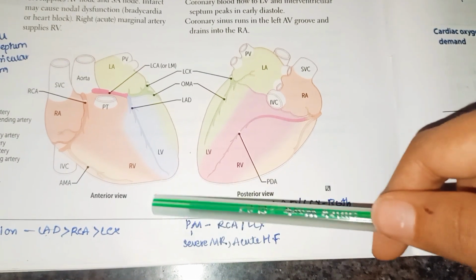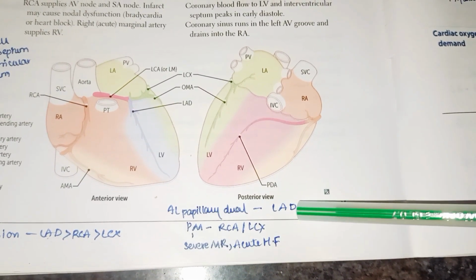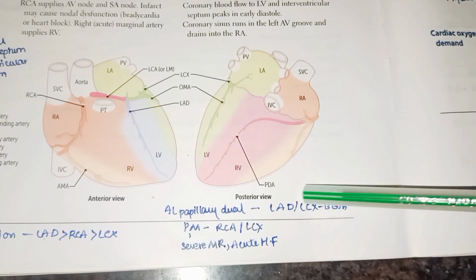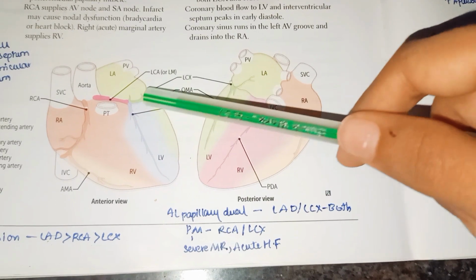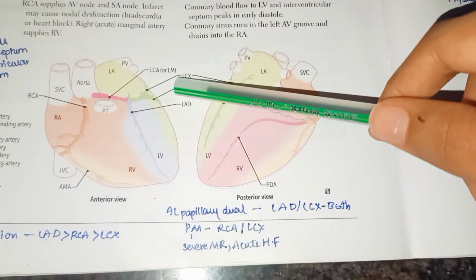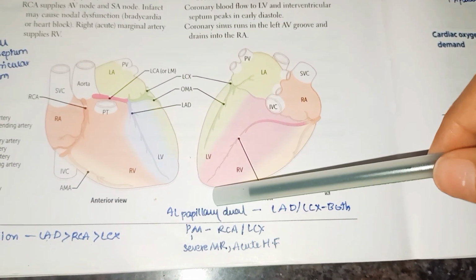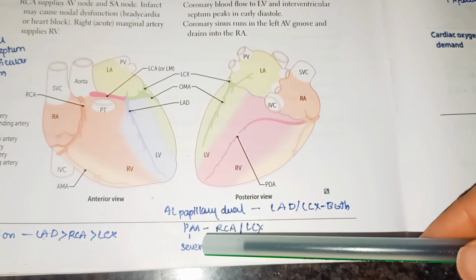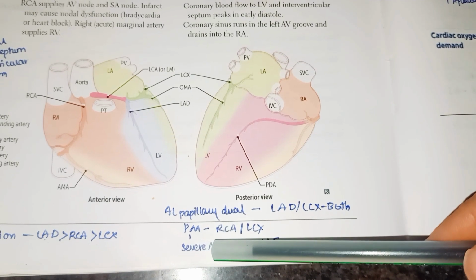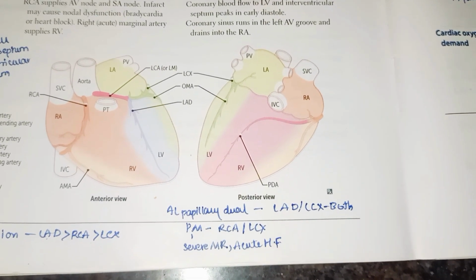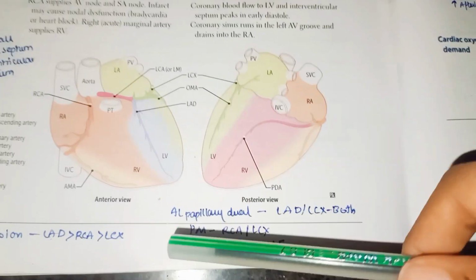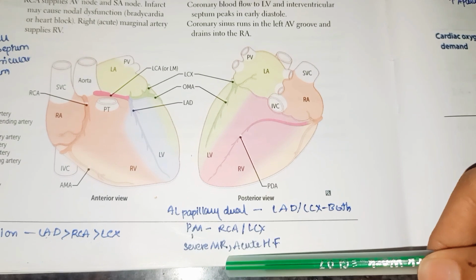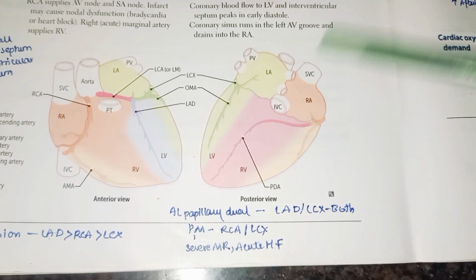So this anterior lateral papillary muscle has a dual supply, that is from the left anterior descending and also from the left circumflex artery, which is towards this side, supplying the lateral wall of the heart. So both of these are supplying the anterior lateral papillary muscle, and even the posterior medial papillary muscle has a supply from the right coronary artery and also the left circumflex artery. Whenever there is any damage to the posterior medial papillary muscle, it will lead to severe mitral regurgitation and also it may cause acute heart failure.